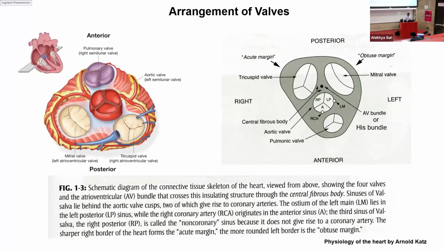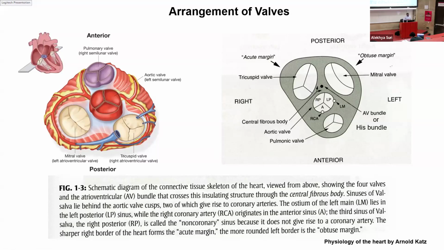What is important here is the arrangement of valves, how these valves are arranged. If you take a cross section at the junction of atria and ventricle, you will see all the valves are arranged in a particular orientation or plan. This is an idealized image, and you can see all the valves are located in one position, and they are placed in a specific structure called the central fibrous body.